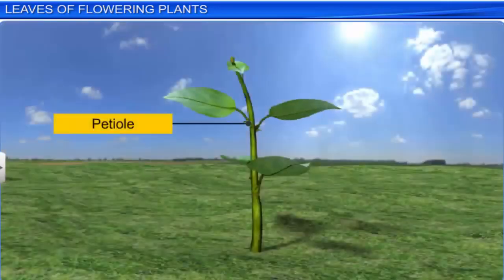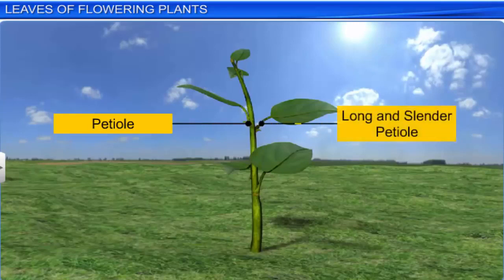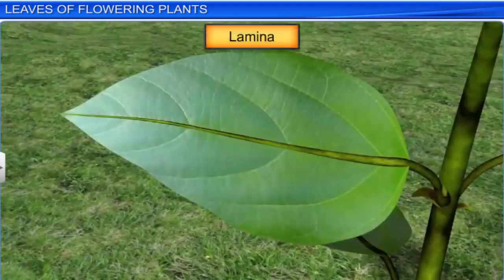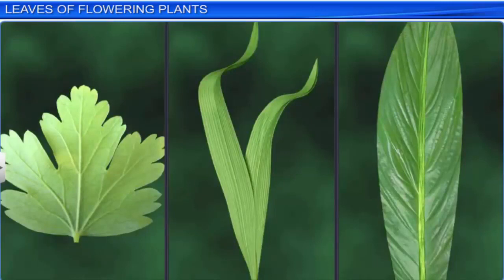The petiole helps the leaf to tilt in the direction of light. If the petiole is long and slender, it helps the leaf to move in the air and bring fresh air to the surface. The lamina is the expanded green portion of a leaf. However, its shape, apex, surface, margin, and extent of incision vary from plant to plant.